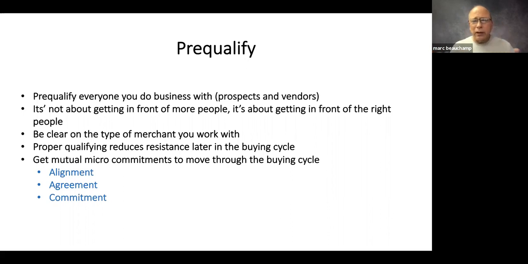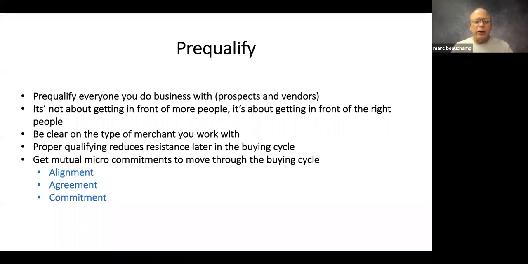We're really looking for alignment, agreement, and commitment. So when we're qualifying them, is there alignment here? Am I the right person to help you? Are you the right person that I want to do business with? Is there an alignment here that, hey, I might have a solution that can alleviate that pain that you're experiencing?